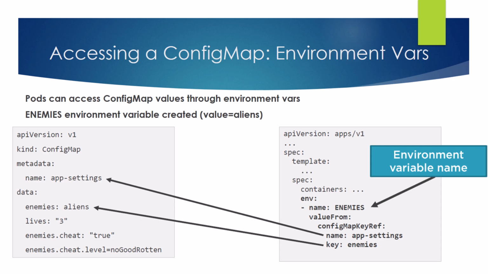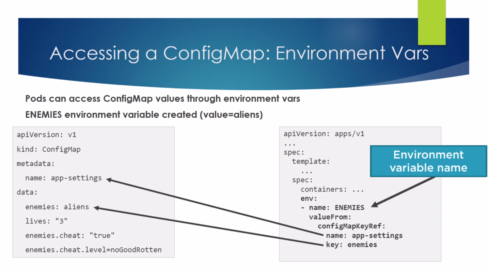Now any pod that actually wants to use this, you could define this in the pod template or the deployment template or something like that. You can go in and then say env, give it a name, in this case enemies. Now what's going to happen is it will create an environment variable named enemies. Now where's the value going to come from? Well, you can see the syntax is actually pretty intuitive. Value from a config map key ref.